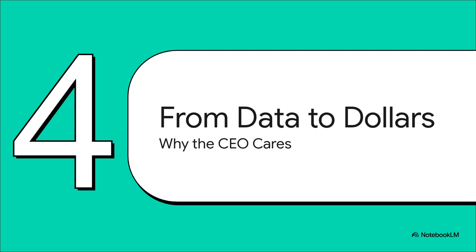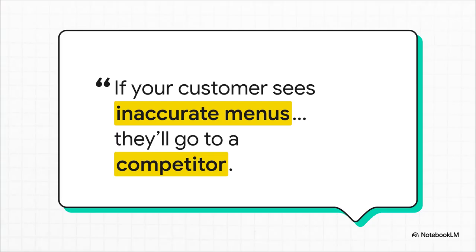Okay, so this all sounds great for the tech folks, right? But why should the CEO care? Why does this matter to the business? Well, let's connect the dots here, from all this data stuff straight to the dollars and cents. Honestly, it boils down to something this simple. The second a customer sees a menu that's out of date or gets a completely wrong delivery estimate, you've lost their trust. And in a world with a dozen other food apps, what are they going to do? They're just going to open a competitor's app.